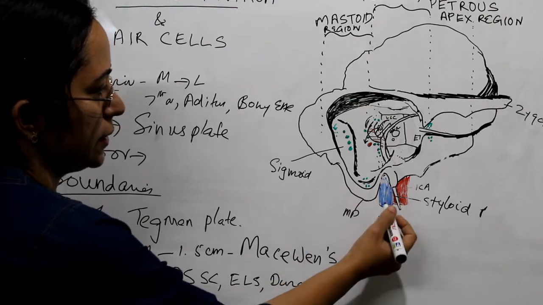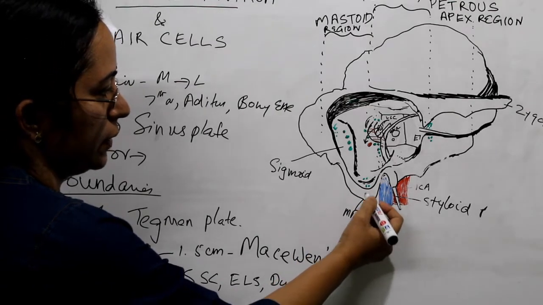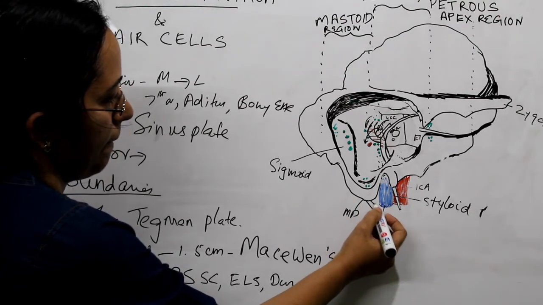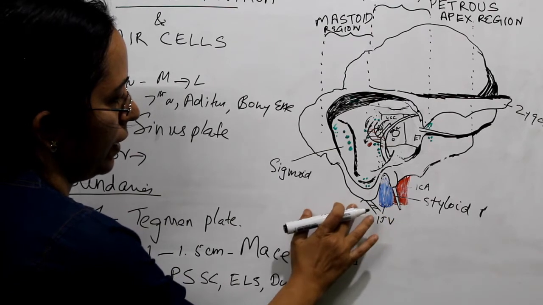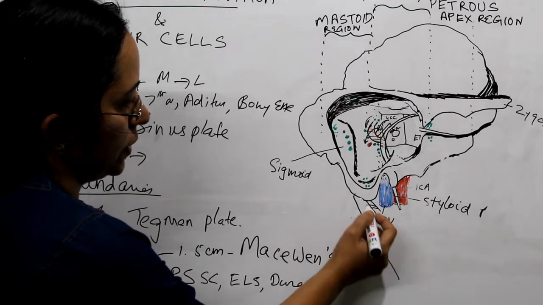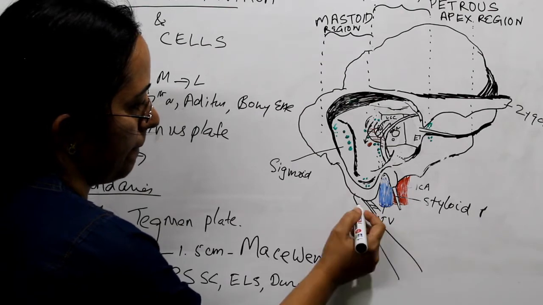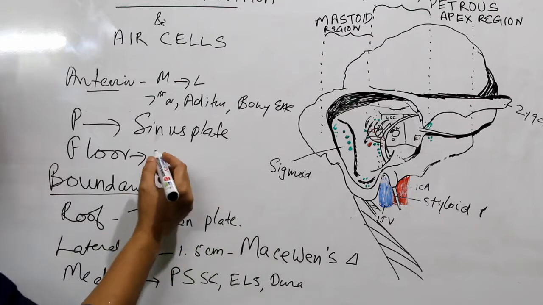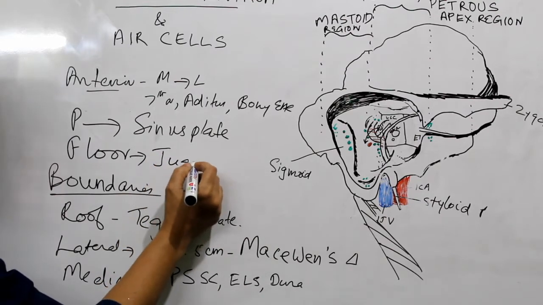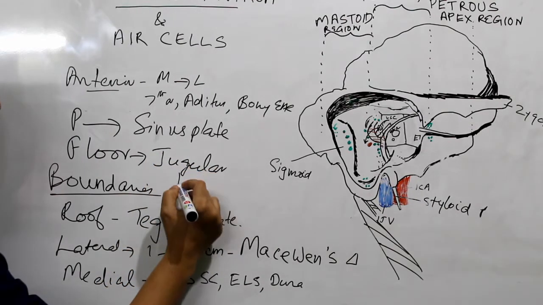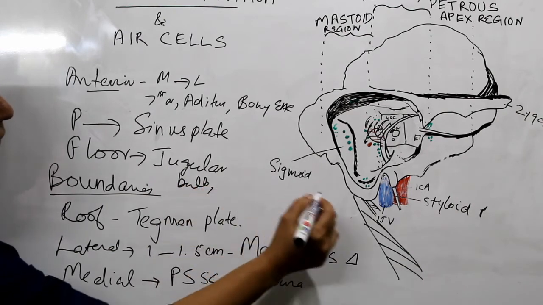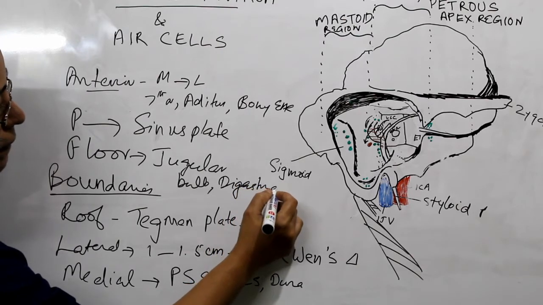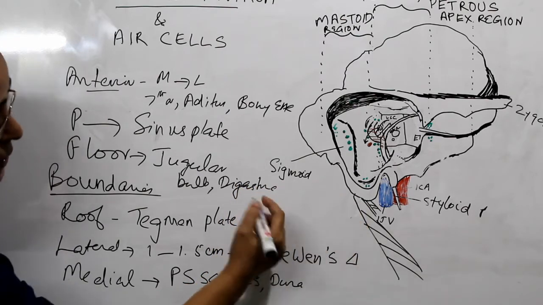From medial to lateral, it is the jugular bulb, then the posterior belly of the digastric, and the sternomastoid muscle. So in the floor, from medial to lateral, they are the jugular bulb, the posterior belly of the digastric, and the sternocleidomastoid.